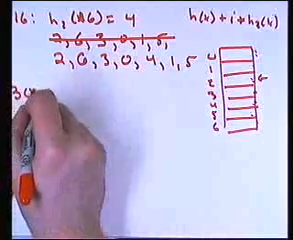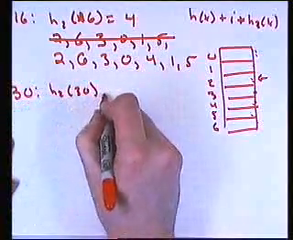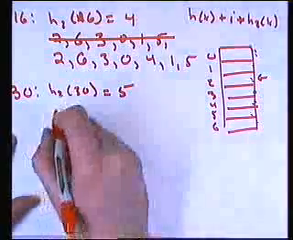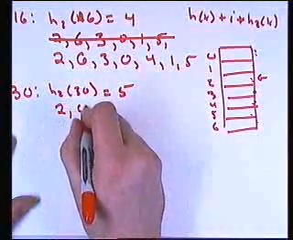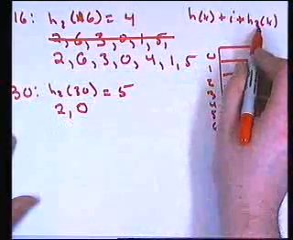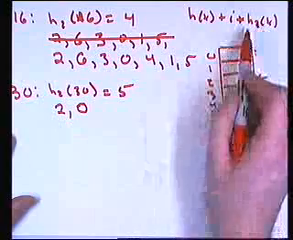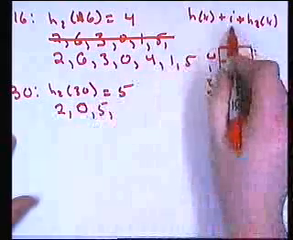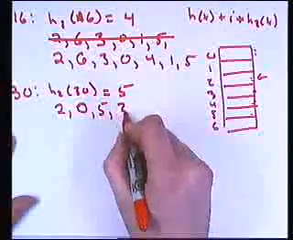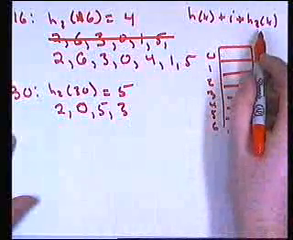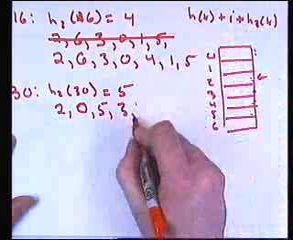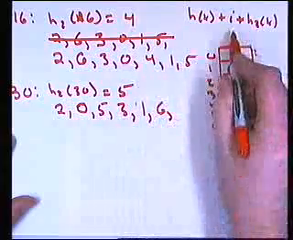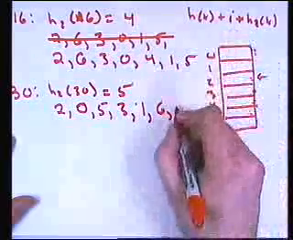Likewise, for 30, we had said H2 of 30 was equal to 5. And so in that previous example, that's what we had. Therefore, we get 2, 1 times 5 plus 2 is 7, mod 7 is 0. 2 times 5 is 10, plus 2 is 12, mod 7 is 5. 3 times 5 is 15, plus 2 is 17, mod 7 is 3. 4 times 5 is 20, plus 2 is 22, mod 7 is 1. 5 times 5 is 25, plus 2 is 27, mod 7 is 6. 6 times 5 is 30, plus 2 is 32, mod 7 is 4.